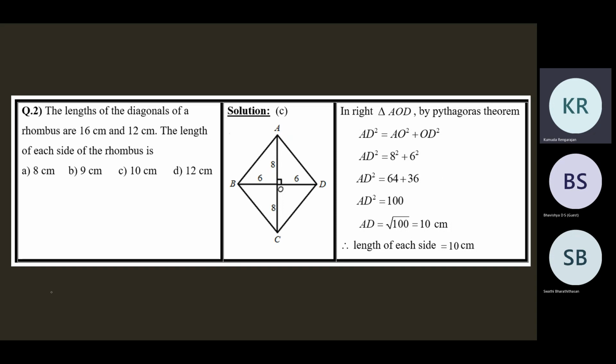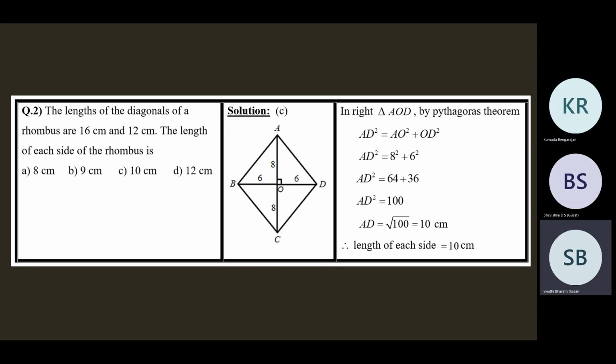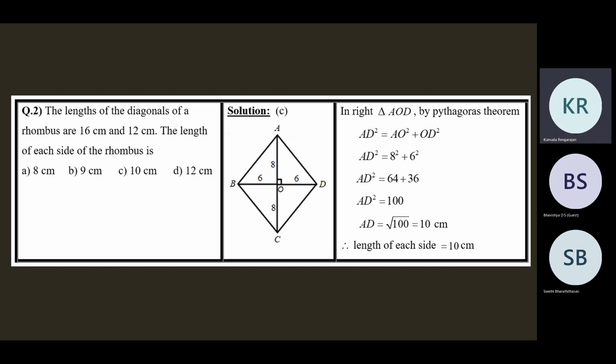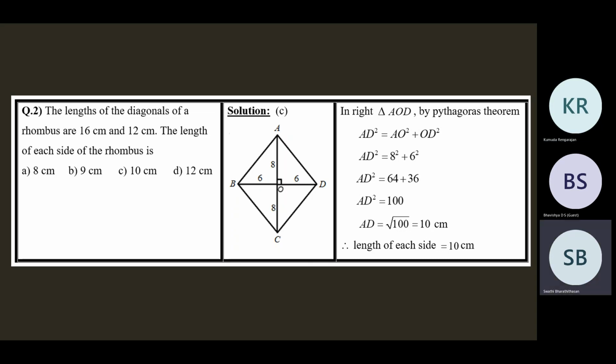So the length of each side is 10 centimeters. Just in case you want to take a screenshot, keep taking, children. Any doubt here? The steps of dividing the length of the diagonals by 2 is not given, ma'am. Okay, you're saying that I have not given the reason for writing 8, 8, is it? Yes, ma'am. Very good. Okay, fine. I'll write it now.